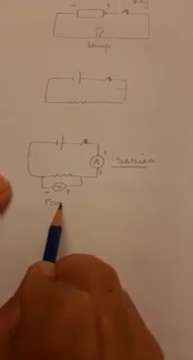I will connect these 2 points, outside the circuit, with the voltmeter. It will measure the potential difference between the 2 points. Same thing again: the negative of the voltmeter with the negative of the battery, and the positive of the voltmeter with the positive of the battery. This is what we call parallel connection.